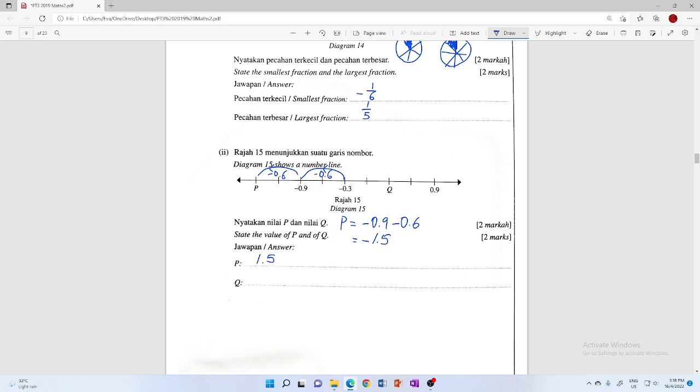For Q, from negative 0.3, going to the left is minus 0.6. Going to the right-hand side is plus 0.6. So your Q value is equal to negative 0.3 plus 0.6. That is equal to 0.3. So the Q value is 0.3.